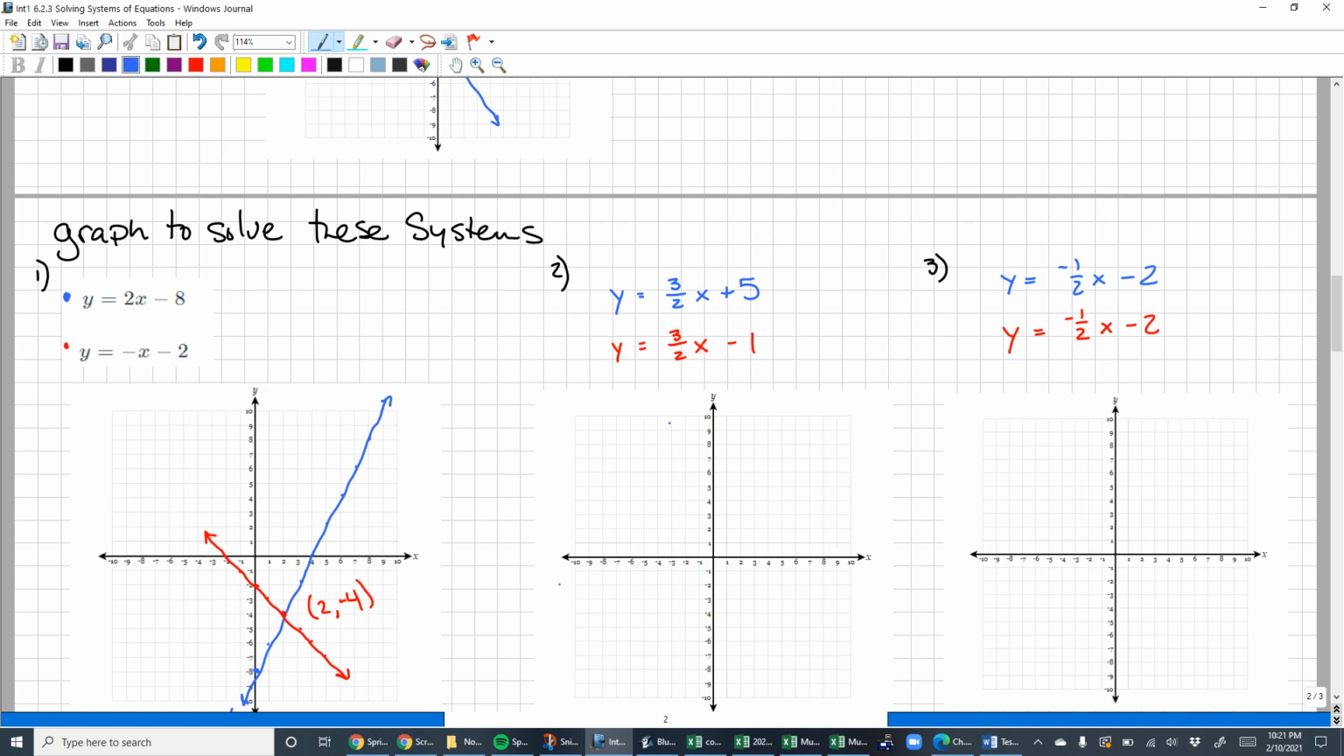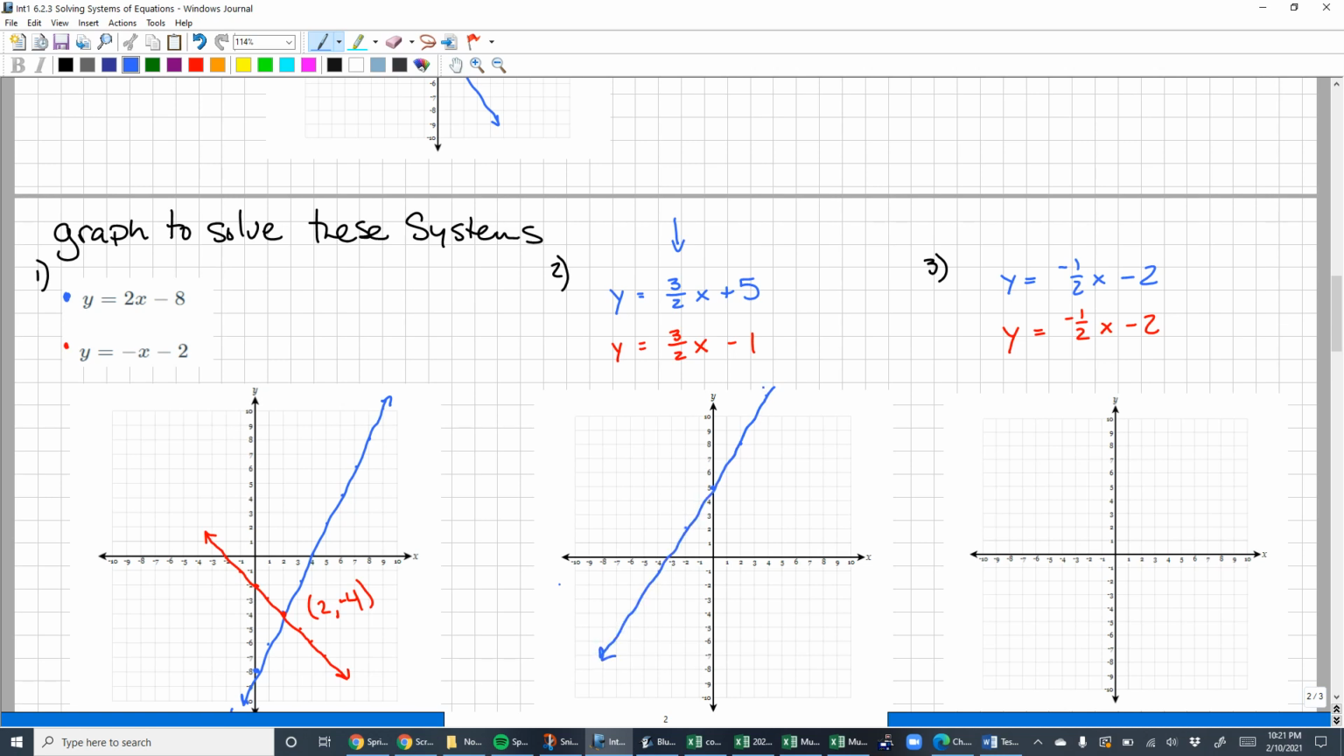Now, let's take a look at the second one and see what we recognize about it. There's something a little bit different. Did you guys notice it? The slopes are exactly the same. They're both 3/2. Let's see what happens, because this is up 3/2, up 3/2, and down 3, back 2, down 3, back 2.